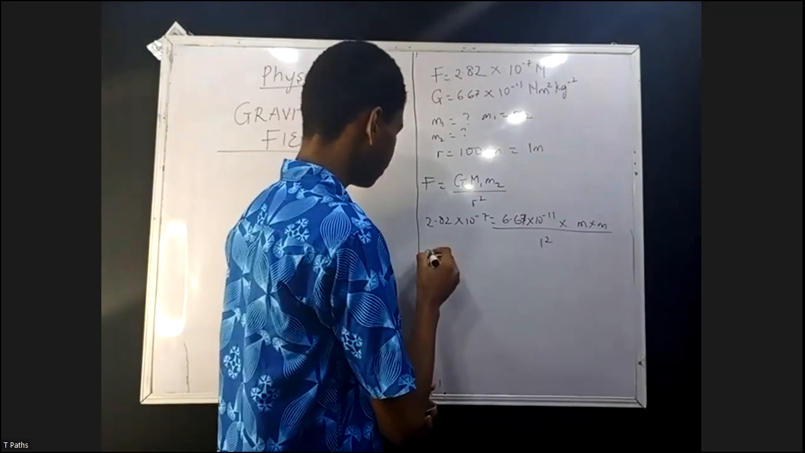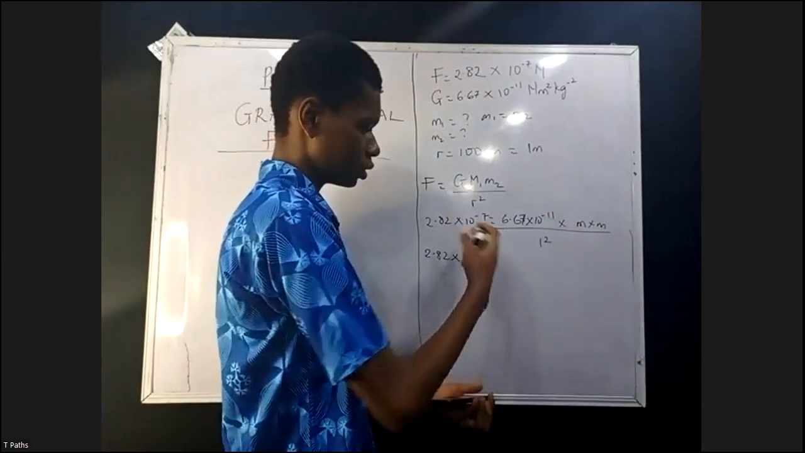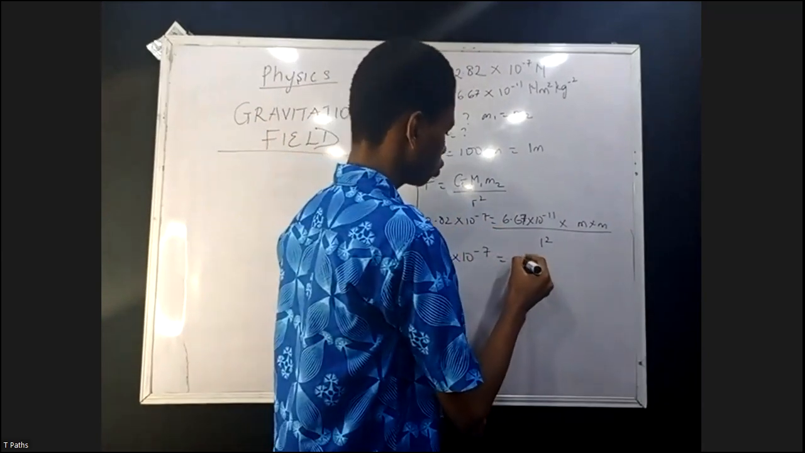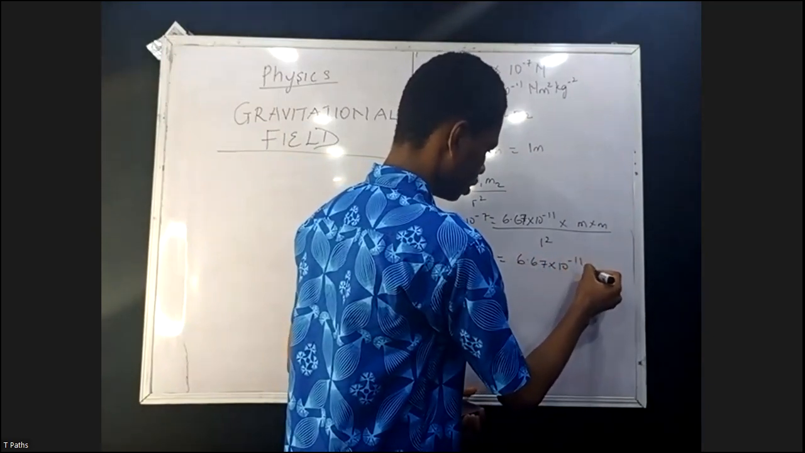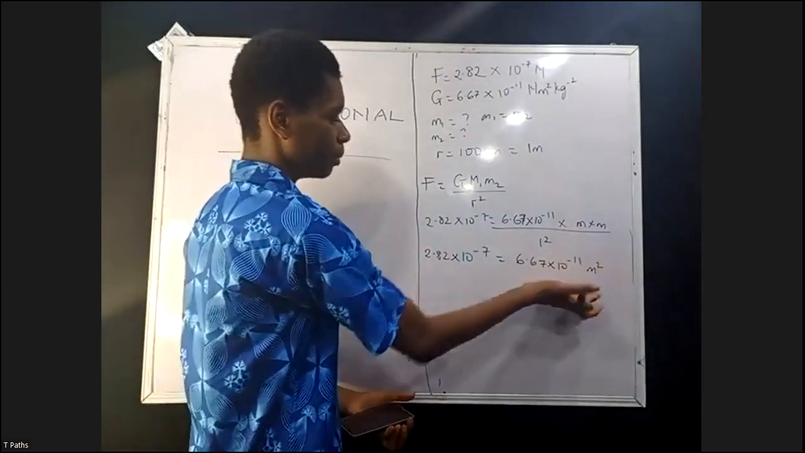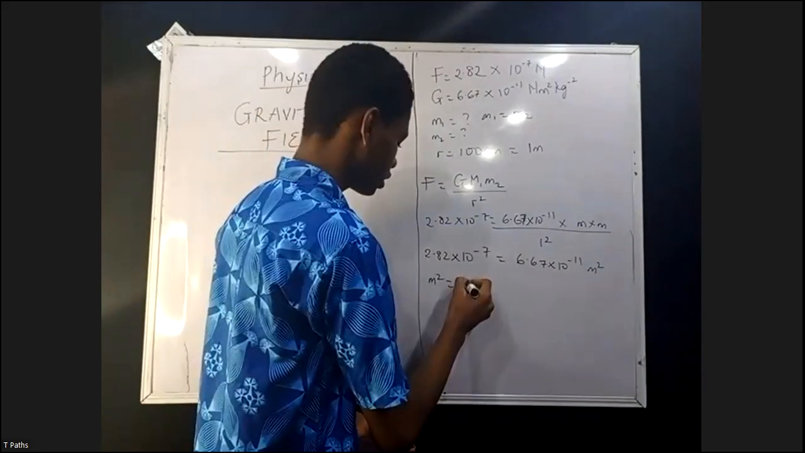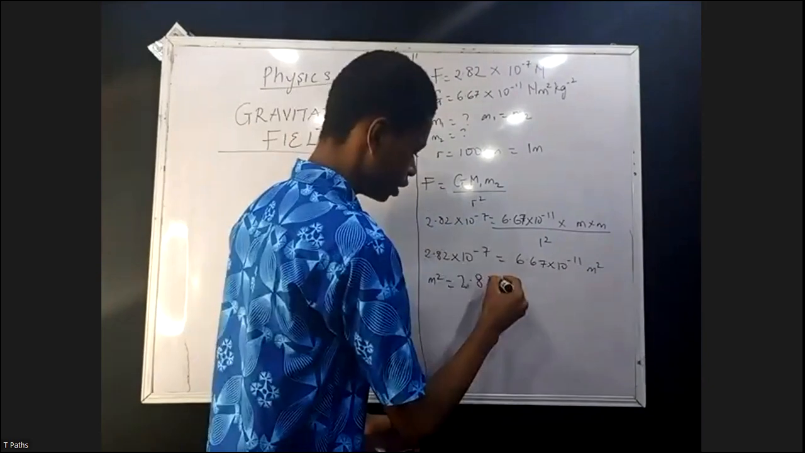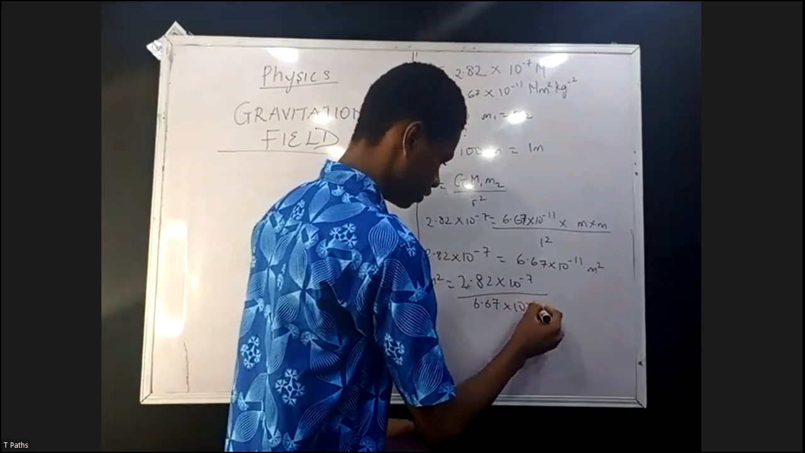When I cross multiply, I have 2.82 times 10 raised to the power minus 7 times 1. Anything times 1 is still the answer, equals 6.67 times 10 raised to the power minus 11 m squared. To get the value of m, I'm going to divide through by 6.67 times 10 raised to the power minus 11. So I'll have m squared equals 2.82 times 10 raised to the power minus 7 divided by 6.67 times 10 raised to the power minus 11.